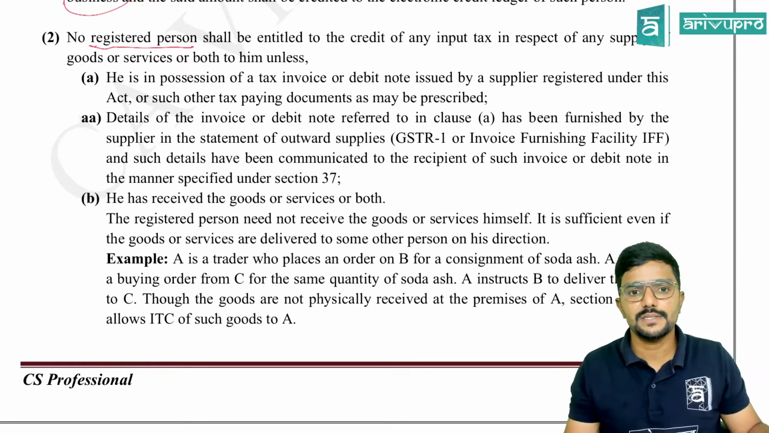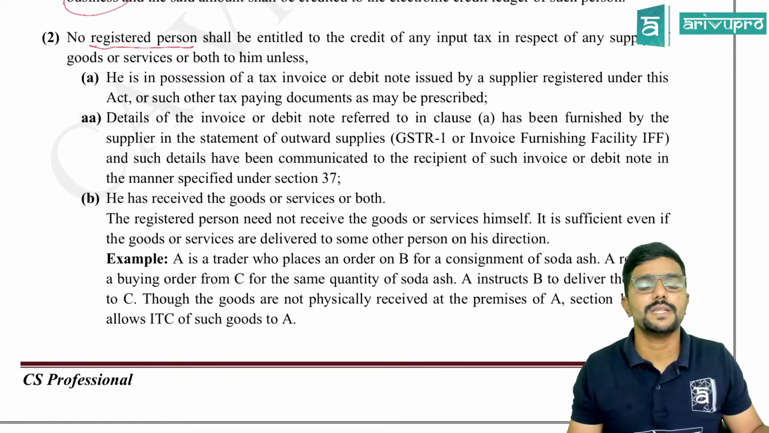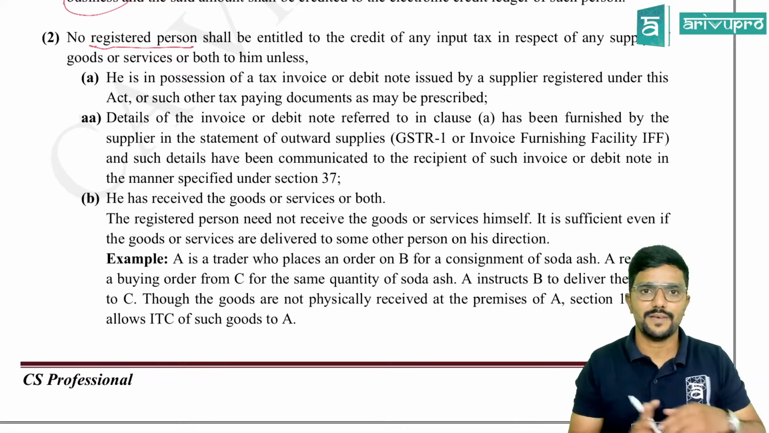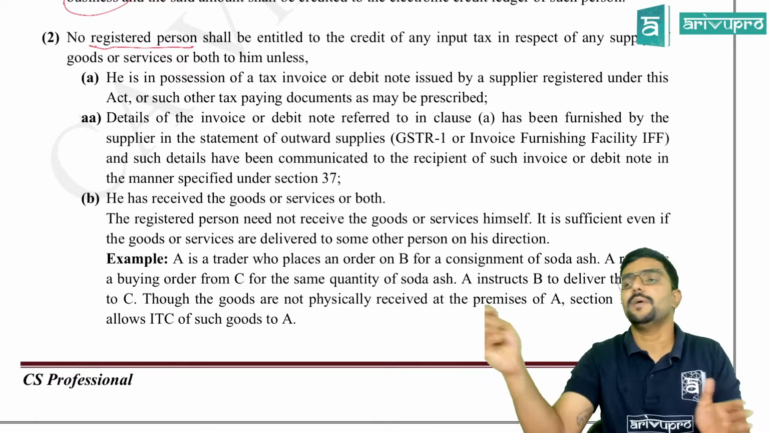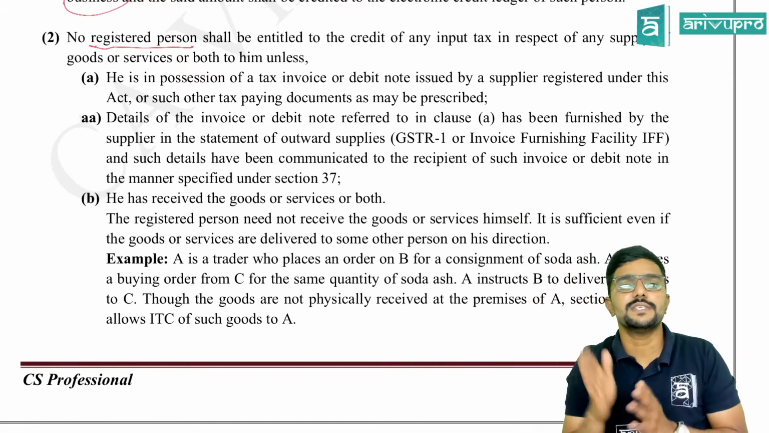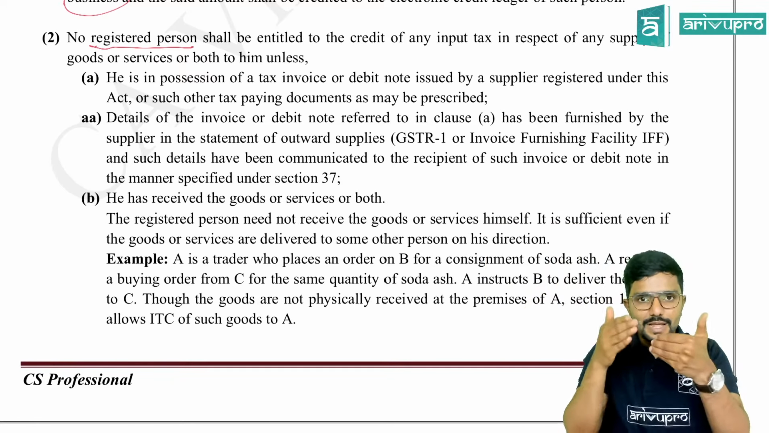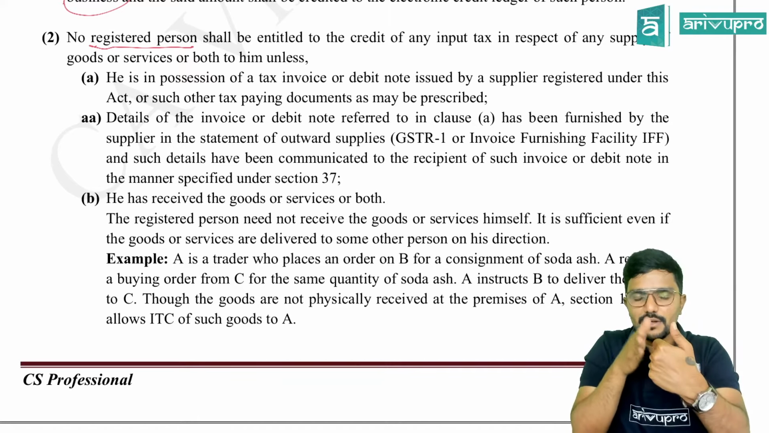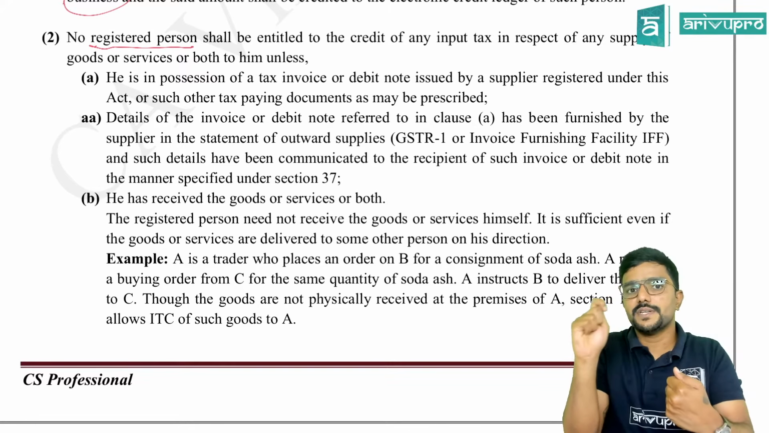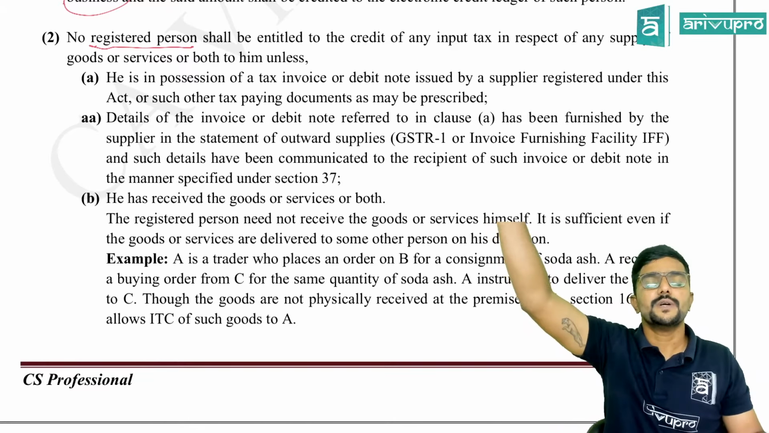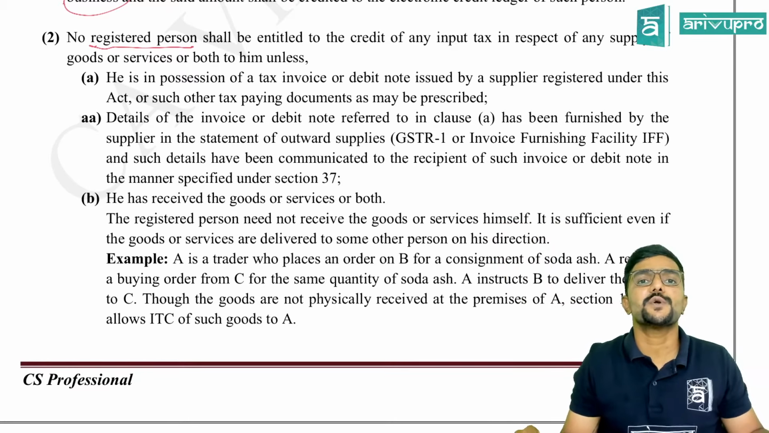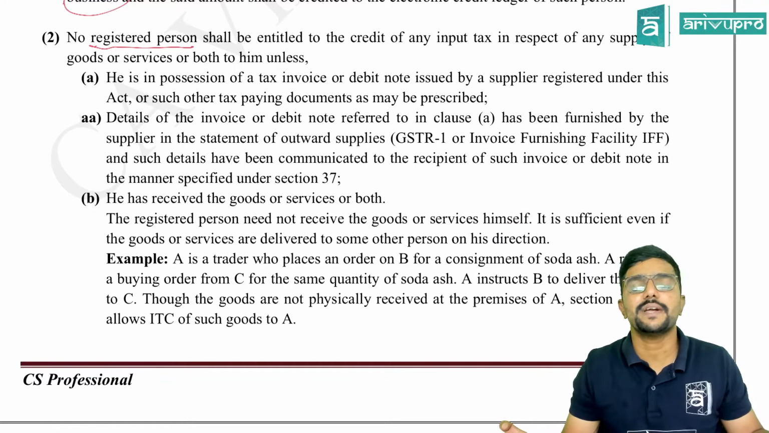And such details have been communicated to the recipient of such invoice or debit note in the manner specified under section 37. So actually it is made automated. The supplier does not go and intimate the recipient, hey, I have given my details in GSTR 1. No. As soon as the supplier gives the details of his outward supply in his GSTR 1 or using invoice furnishing facility, it will auto populate to the recipient in his GSTR 2A and 2B, guys. Clear? They have tried to make it automated under GST.